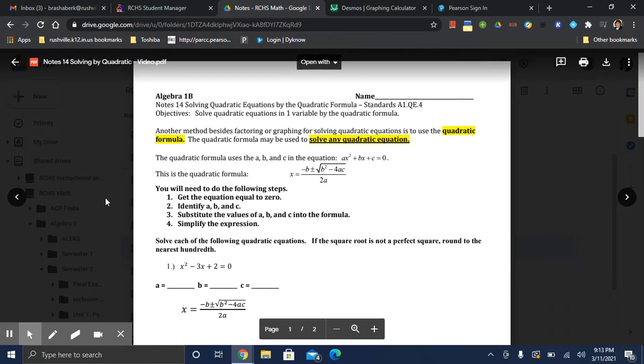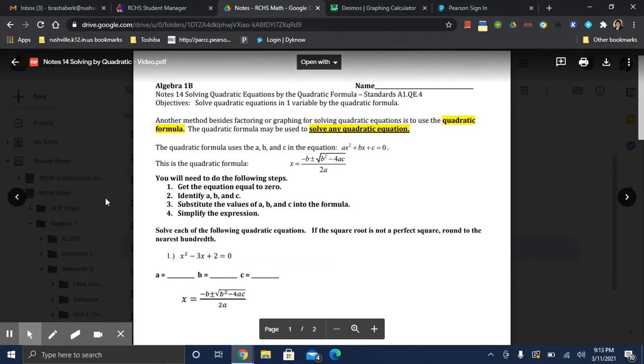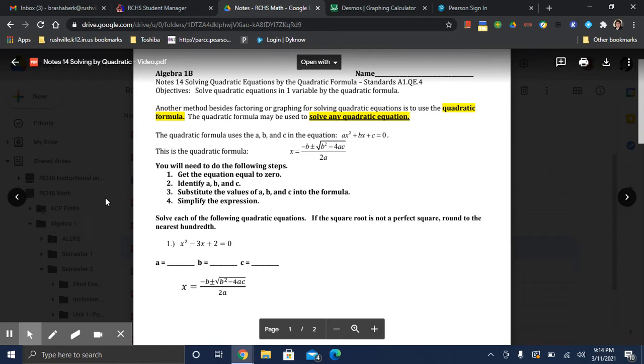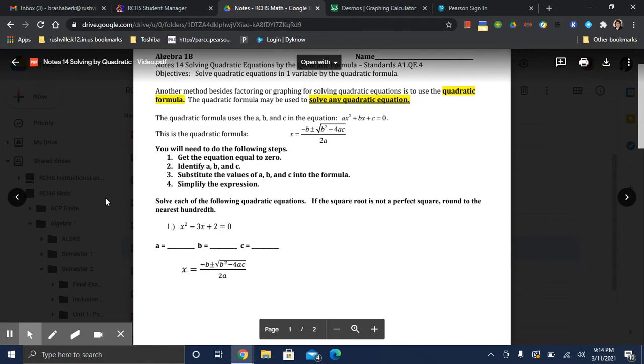Hello, students. We'll be working on Notes 14. This is solving quadratic equations by using the quadratic formula. So this is a third way that we can solve quadratic equations.